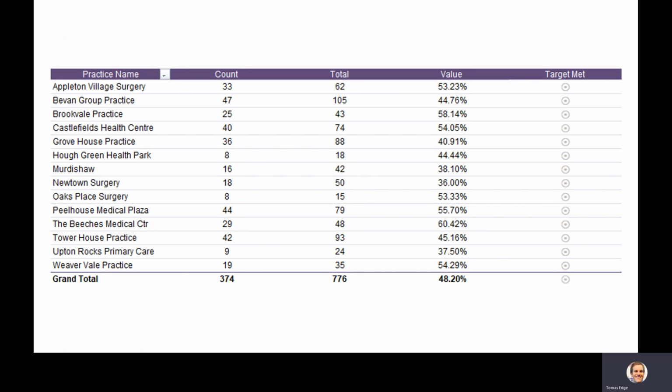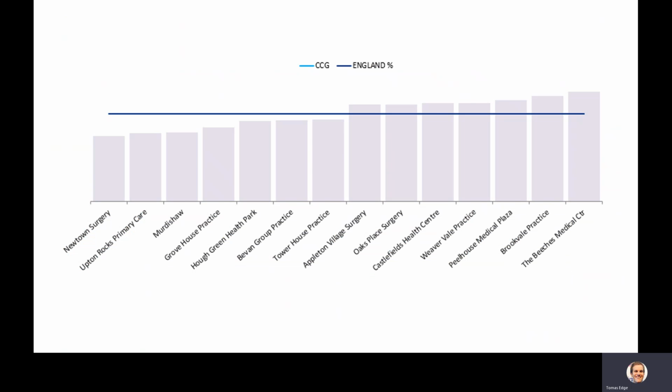And then we've got a practice breakdown, so all the practices across Halton here. So this is for detection rate. Take Appleton surgery there, we've got a count of 33, a total of 62 and a value. So that's 33 cancers diagnosed via a 2-week wait out of 62 total cancers for that time period, which gives a value of 53.23%, which is then plotted in this chart.